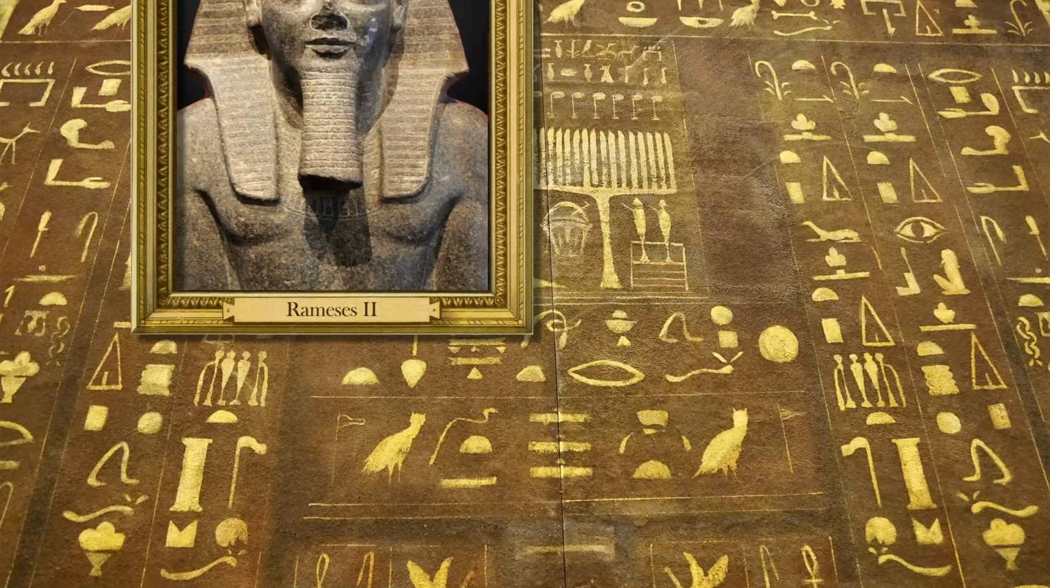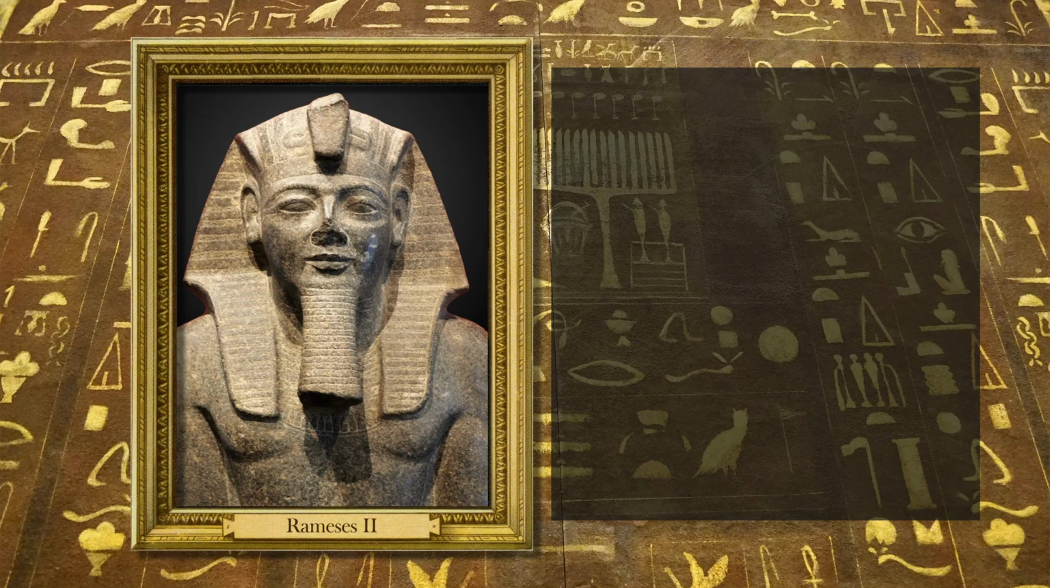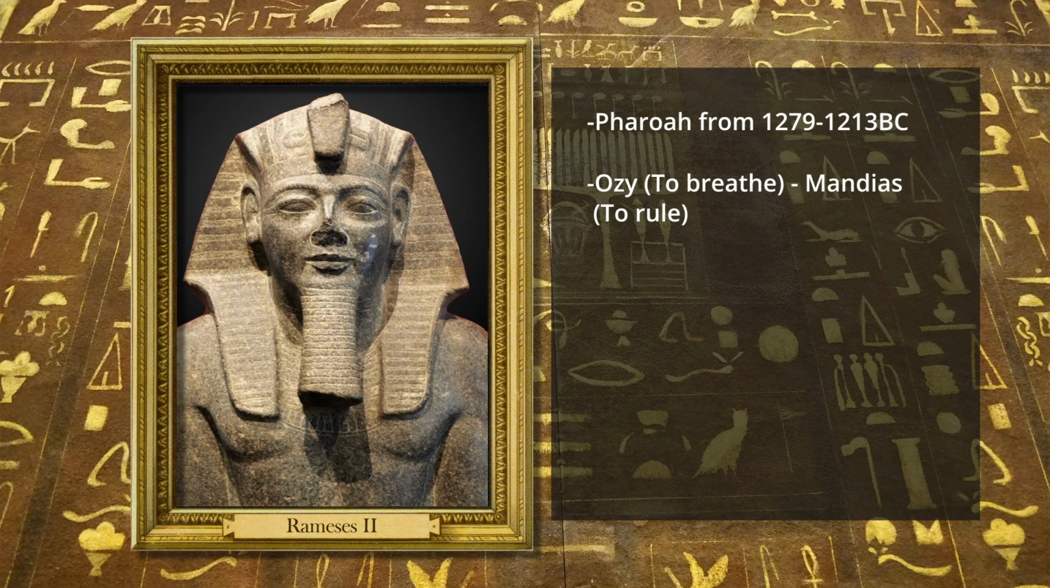As we know, Ramesses II is the subject of the poem, and he was an Egyptian pharaoh, which is a king, from 1279 to 1213 BC. The name Ozymandias was the Greek name given to the ruler, Ozy deriving from the Greek word ozium, meaning to breathe, and mandius deriving from the Greek mandate, meaning to rule.